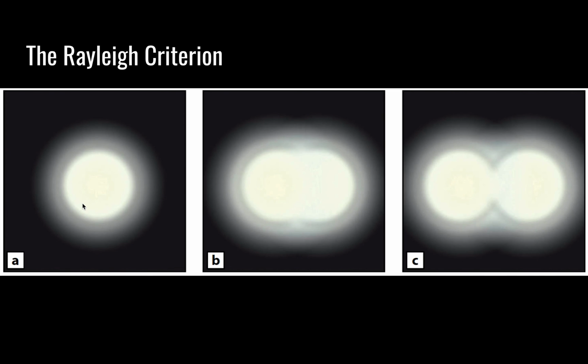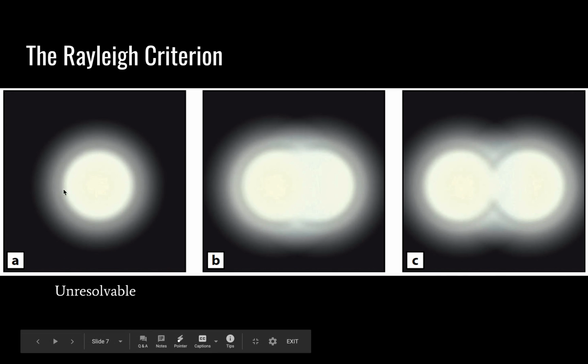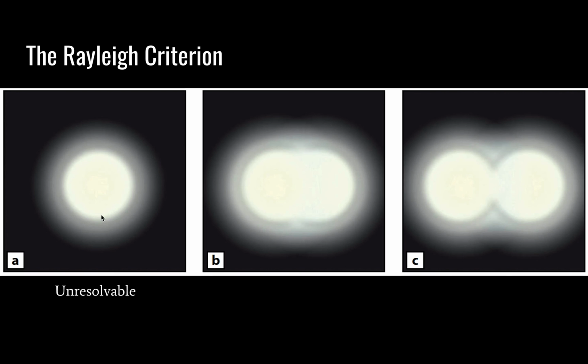So here we have 3 examples. In example A, you can see that your 2 objects are unresolvable. They appear to be one single object. In example B, our 2 objects are beginning to show some signs of resolution. It's becoming clear that you have 2 different objects here. And in example C, it's very clear that we have 2 different objects. So clear resolution.